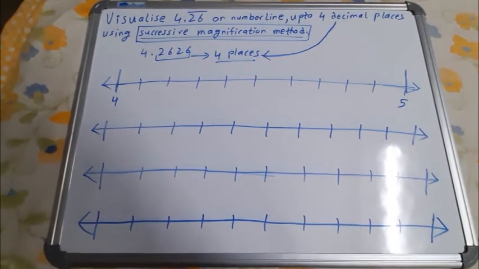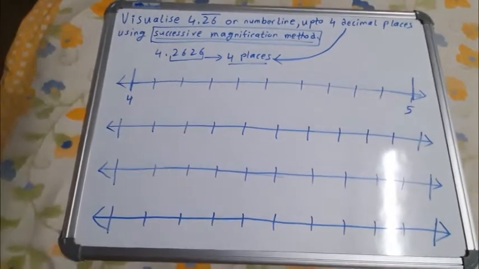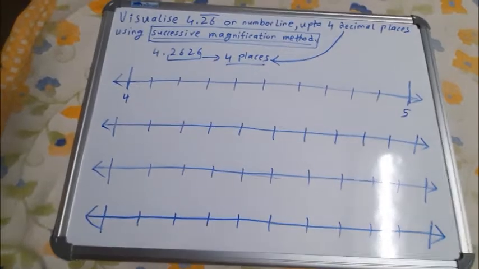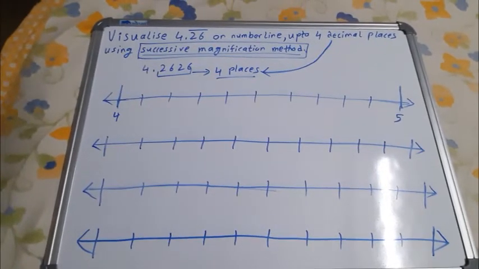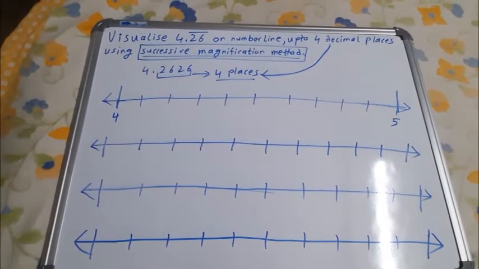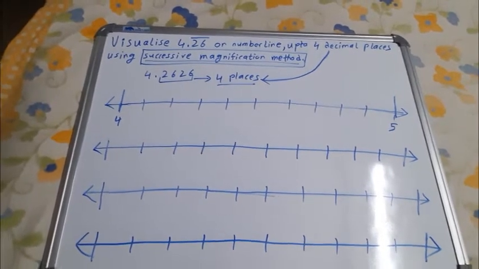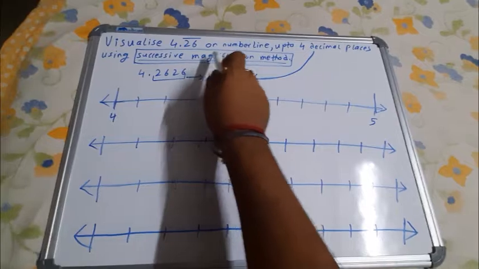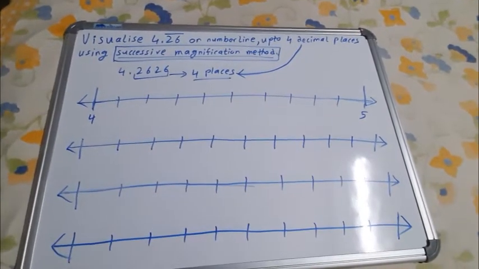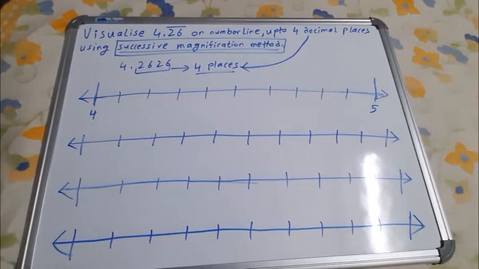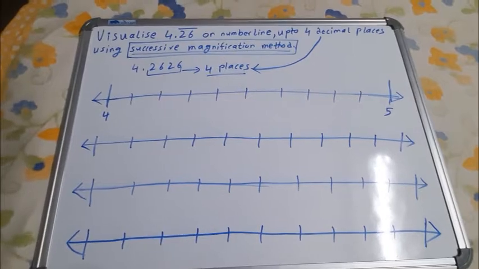Okay students, today we will learn a new method of representing decimal numbers on number lines, that is, how to represent any decimal number on a number line using a special method called the successive magnification method.